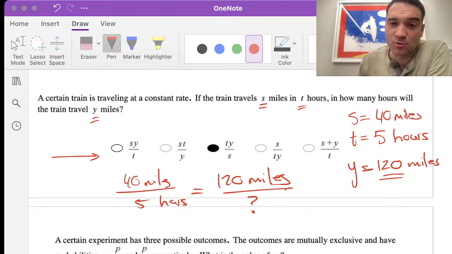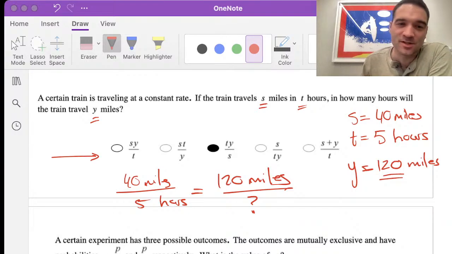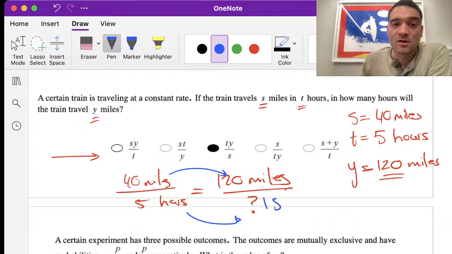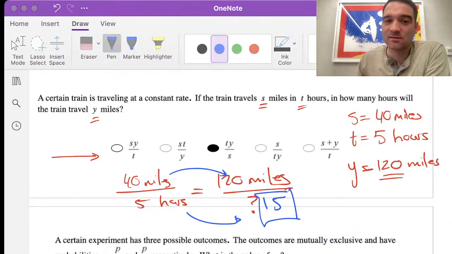And this is just a proportion that we'll set up, right? And everyone kind of does proportions in their own way, so you don't have to do it this way if it doesn't make much sense to you. But you could look at this and say, okay, we went 3 times as many miles, so we're going to take 3 times as long. So 15 is the answer to this question.